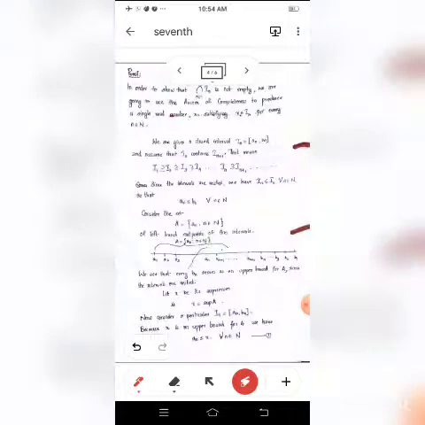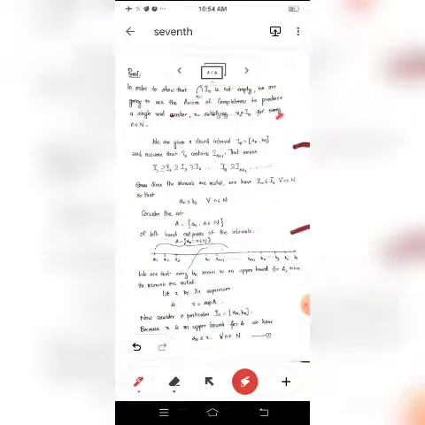Now we are given a closed interval I_n equal to the closed interval [a_n, b_n], and assume that I_n contains I_n+1. That is also given in the statement. That means we get a nested sequence of intervals: I_1 superset of I_2, superset of I_3, superset of I_4, etc., superset of I_n, superset of I_n+1, etc. Since the intervals are nested, we have I_n a subset of I_1 for all n belongs to N.